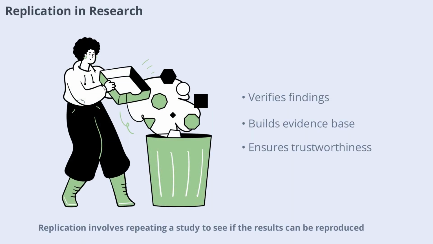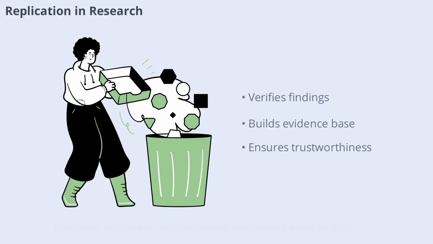Replication involves repeating a study to see if the results can be reproduced. In educational psychology, replication is essential for verifying findings and building a reliable evidence base. Successful replication increases confidence in the original results, while failures may highlight the need for further investigation. Replication helps ensure that educational practices are based on solid, trustworthy evidence.